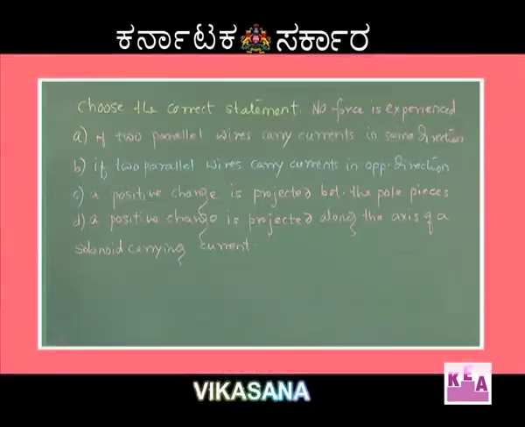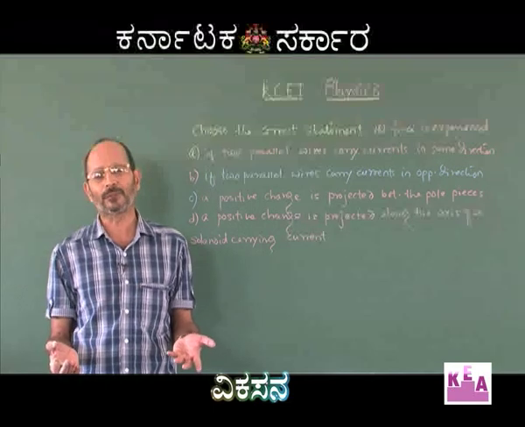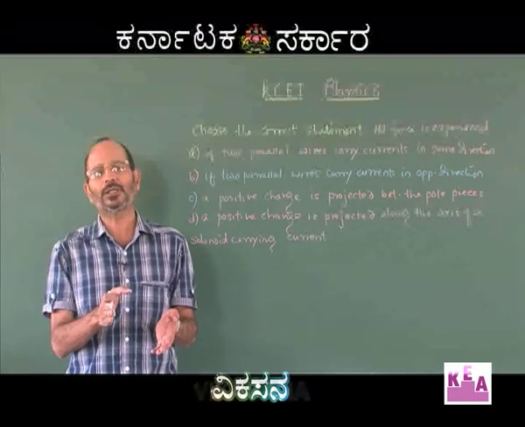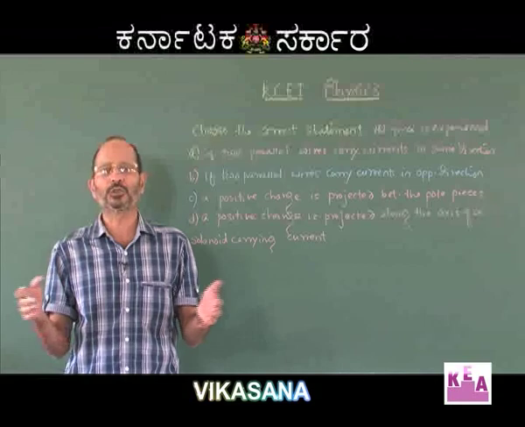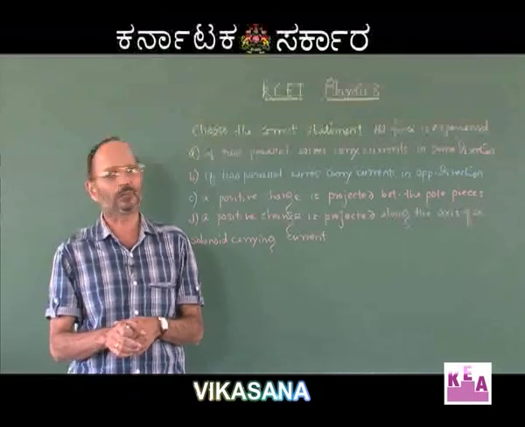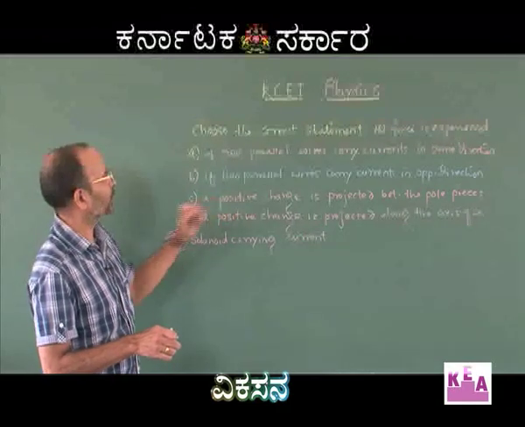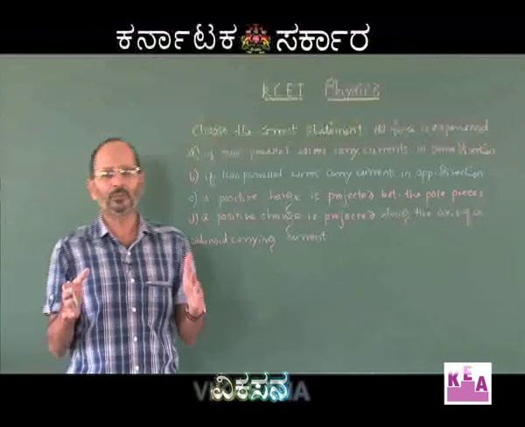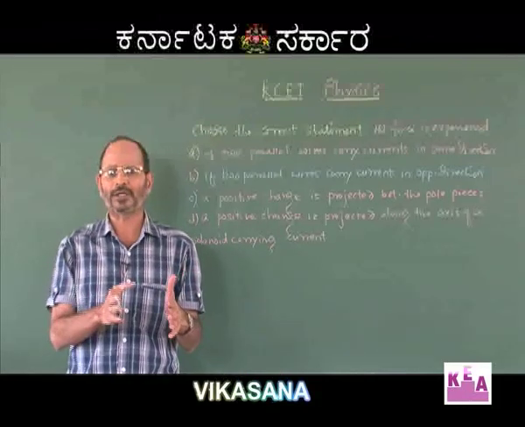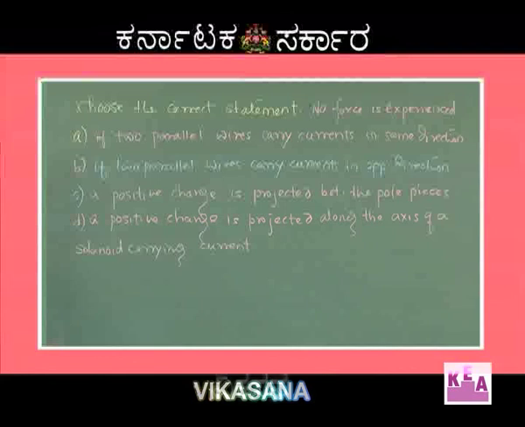Third, a positive charge is projected between the pole pieces. When there are magnetic pole pieces, there will be a magnetic field, and if you project a charged particle in the magnetic field at right angles to the field, definitely it will experience a force given by QV cross B. Of course, he has not told you how he has projected the charged particle, but if he says between the pole pieces, we can always imagine at right angles to the field between the pole pieces. So, we will discard the third option also.